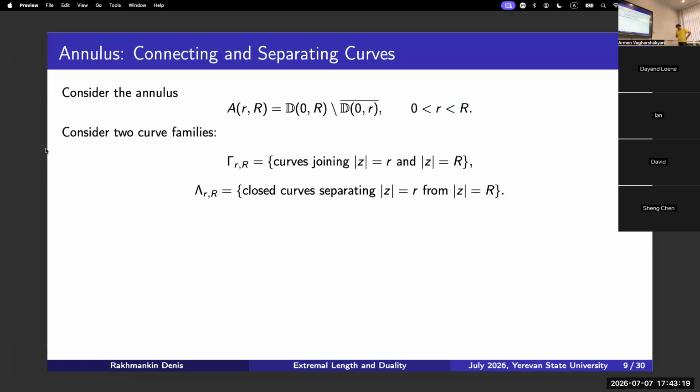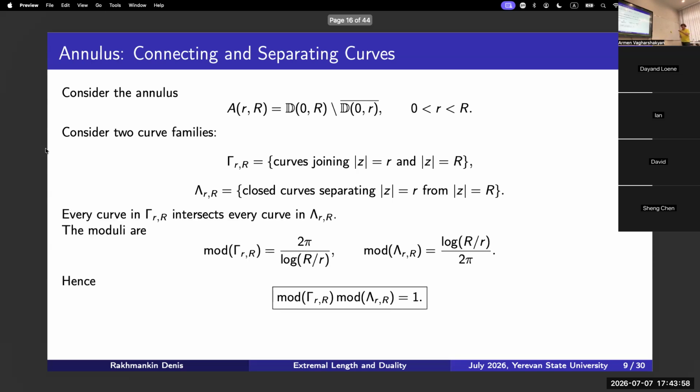But not only for simply connected. Let me share another example of duality. Suppose we have an annulus: we have one disk and another one, and we cut one out from the other. Let's consider two families. The first is the connection family, the family of curves that connect one boundary to another. The other one is curves that separate these two boundaries. I also want to prove that in this example we have a duality.